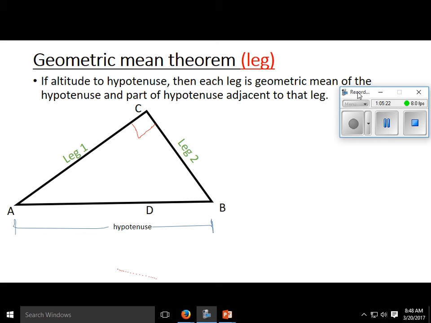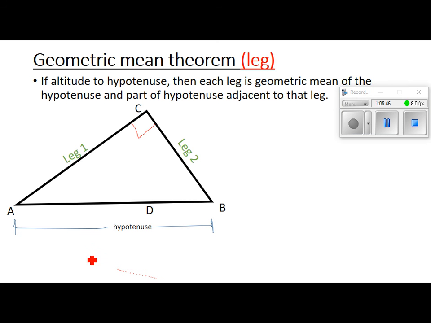So on this one, make sure you're drawing this in. It says, if an altitude is drawn to a hypotenuse, then each leg, not both legs at the same time, but each leg is the geometric mean of the hypotenuse and the part of the hypotenuse adjacent to that leg. What's adjacent mean? Hook to, right? Adjacent, hook to.